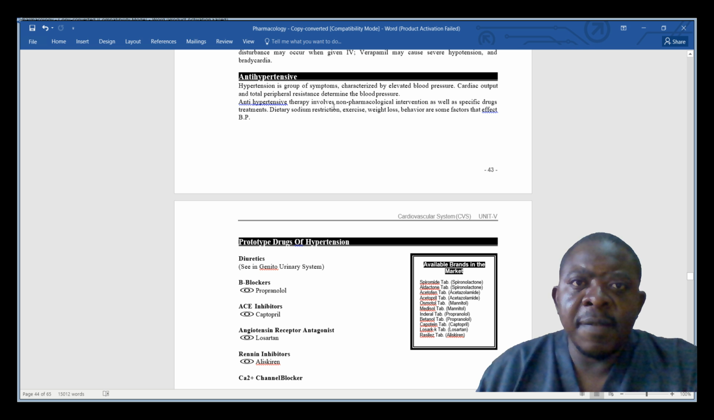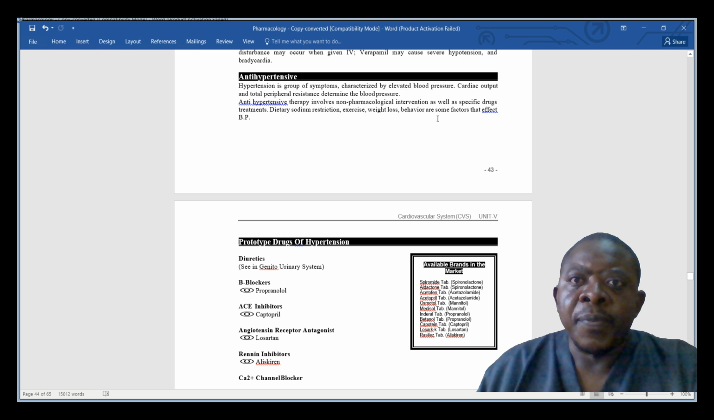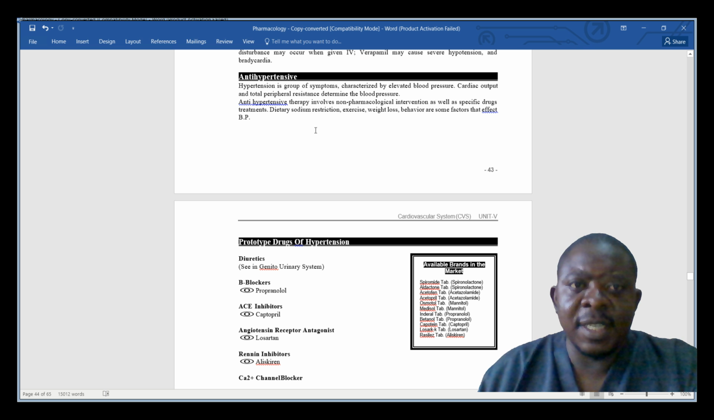Antihypertensive therapy involves non-pharmacological intervention as well as specific drug treatment. Dietary sodium restriction, exercise, weight loss, behavior are some of the factors that may affect the blood pressure and may need to be modified to control blood pressure.